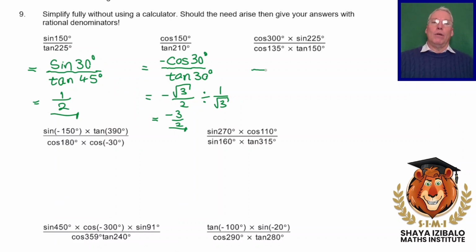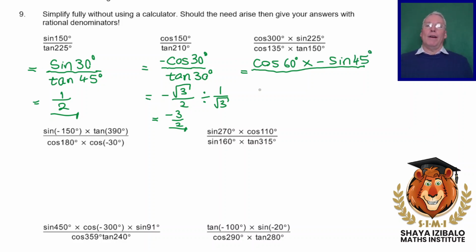Cos of 300, we're in quadrant 4. Cos is positive in quadrant 4, and we're 60 degrees away from the horizontal axis. We could use sine 30, but let's use cos 60. Sine of 225, we're in quadrant 3, and we're 45 degrees away from the horizontal axis. Negative sine 45 degrees. Cos of 135 degrees, okay, now I'm going to do something here which might surprise you. I'm going to use the vertical axis. We are 45 degrees away from the vertical axis, and cos is negative in quadrant 2, so this is negative sine 45.